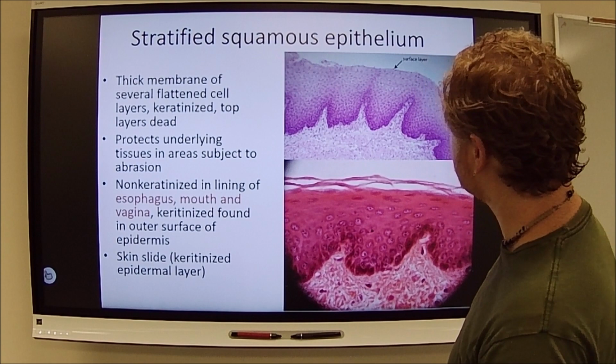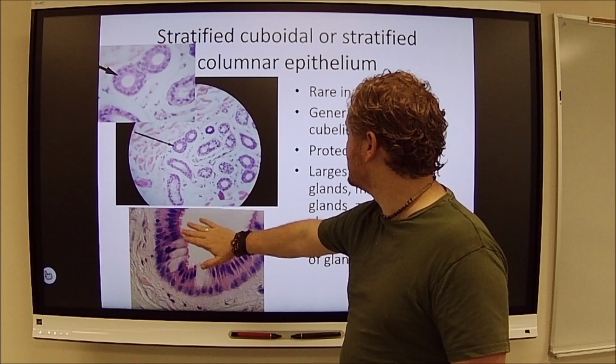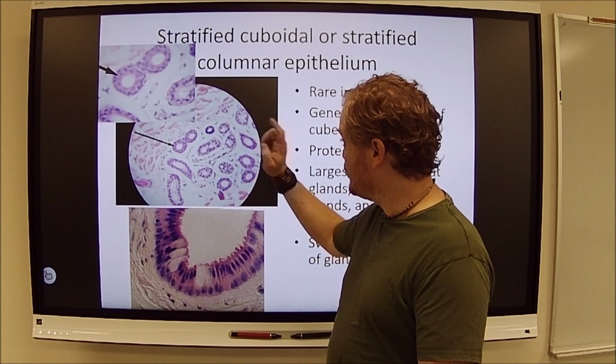Next is stratified cuboidal epithelium. We're going to ignore the existence of stratified columnar. Just know it does exist, but I'm not going to ask you anything about it. But I will ask you about stratified cuboidal.